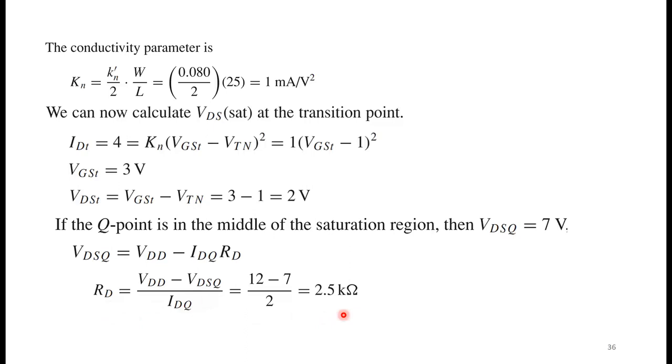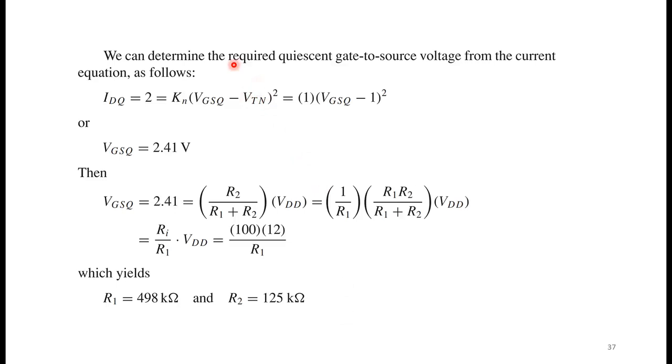Then we can determine the required Q point. Okay, required Q point gate source voltage from the current equation, because IDQ is given, 2 milliamps. We know KN, we know VTN. Now we want to find VGSQ. From this expression here, I can find VGSQ, which is equal to 2.41 volts.